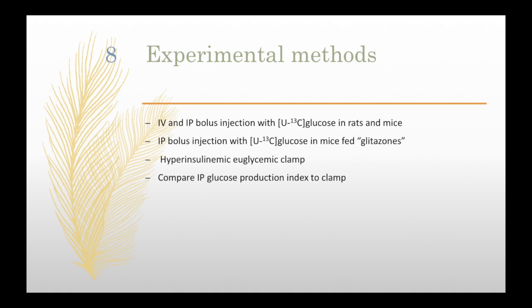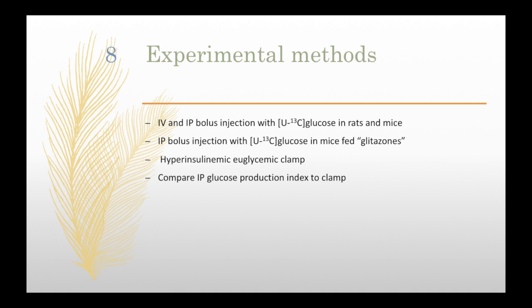The first test that was performed was an IV and IP bolus injection of isotopically labeled glucose into rats and mice. This was done after a 5-hour starvation period on the rats and mice. This starvation period is important because it allows for gluconeogenesis to start occurring, which induces production of glucose within the cells. Administration of isotopically labeled glucose allows us to determine a dilution of the isotopically labeled glucose in terms of the entire glucose pool, therefore allowing us to determine the total glucose production.